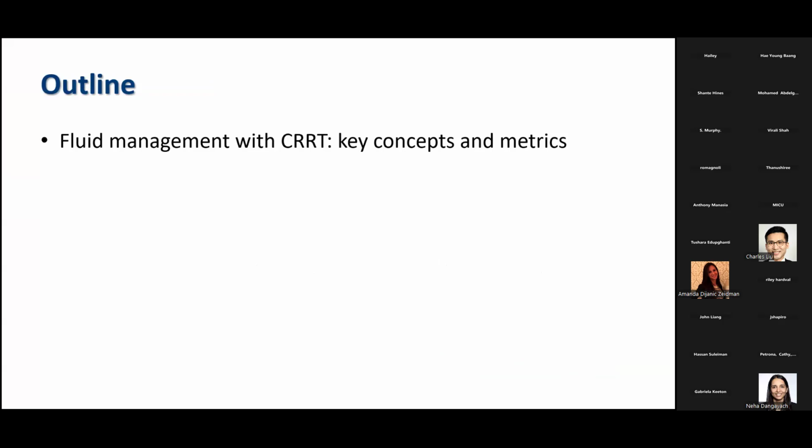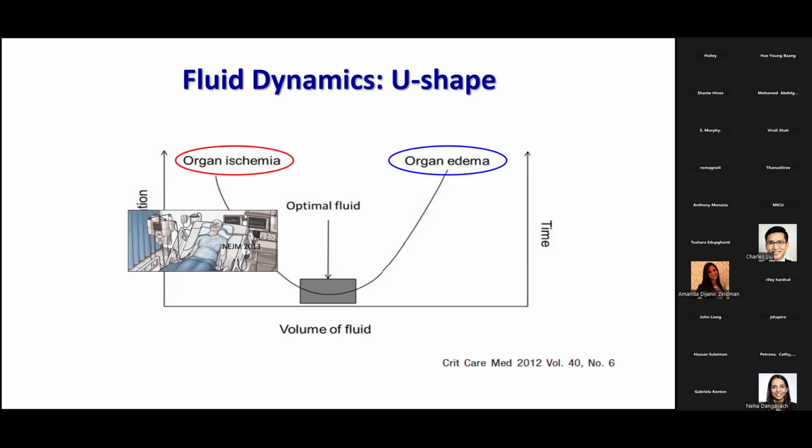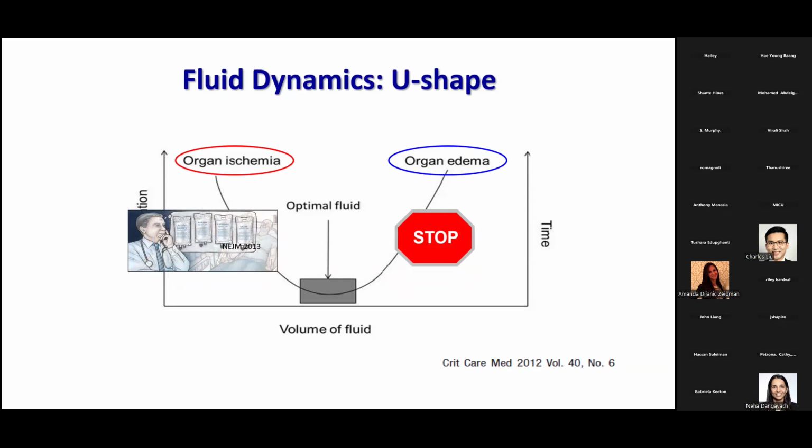The first portion, I'm going to try to cover some concepts and metrics. And to do this, we all recognize fluid dynamics. In the early resuscitation, we try to rescue organ ischemia. We administer fluids to the patients. But also, there is a point in which we want to prevent organ edema after initial fluid resuscitation. This, of course, sometimes requires mitigating the fluid intake, at the same time, proper use of diuretics.